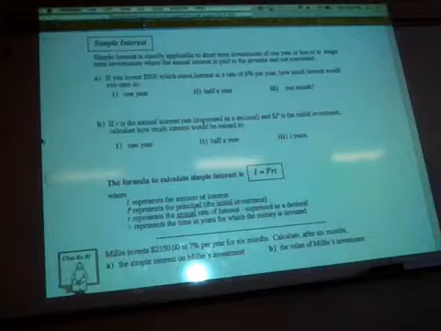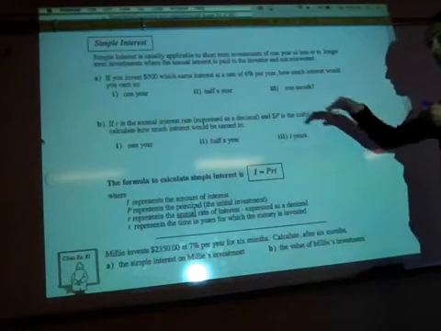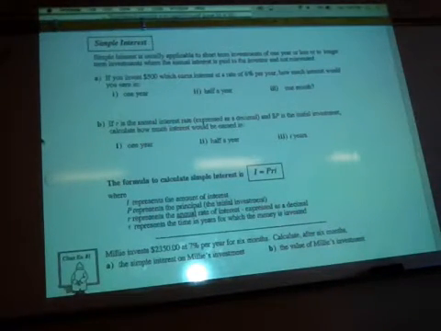And some of that might sound confusing right now, so we're going to do a few examples so you can see what it looks like. Okay, so let's take a look at part A, simple interest. Pretend you're investing $500, which earns interest at a rate of 6% per year. How much interest would you earn in 1 year?